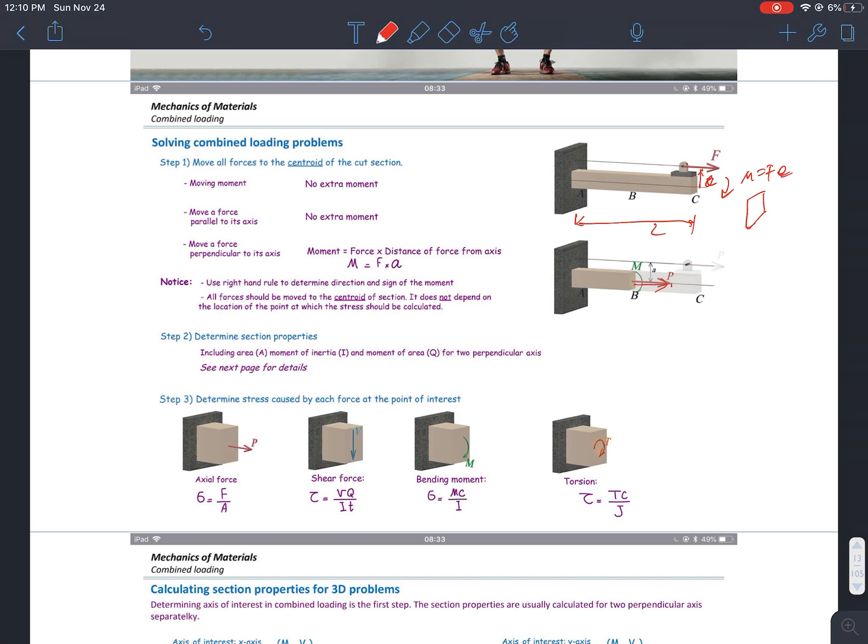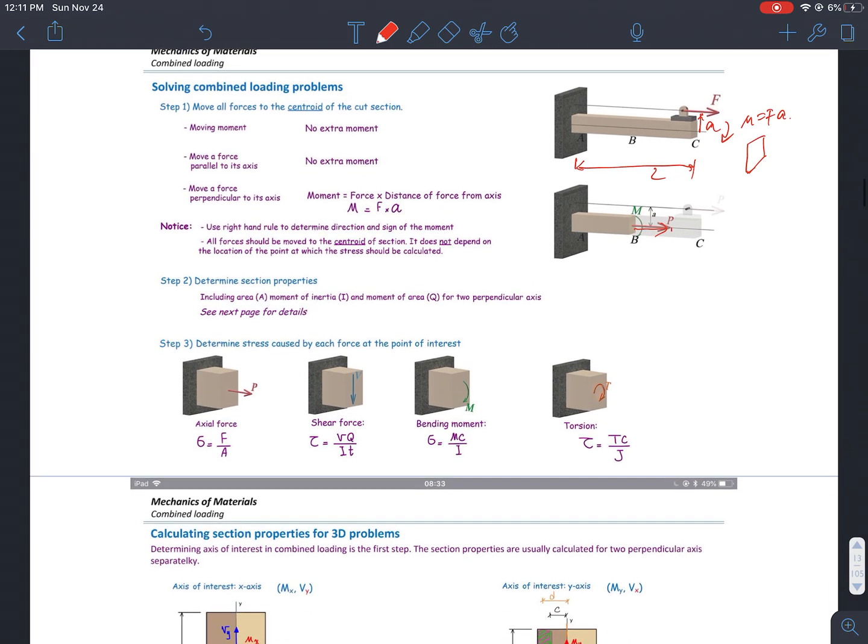Okay, let me clean this up. So let's use A. Okay, so that is to say I can have different stresses by a load. So let's take a look at what kind of possible stresses I can have on the section due to load, right?